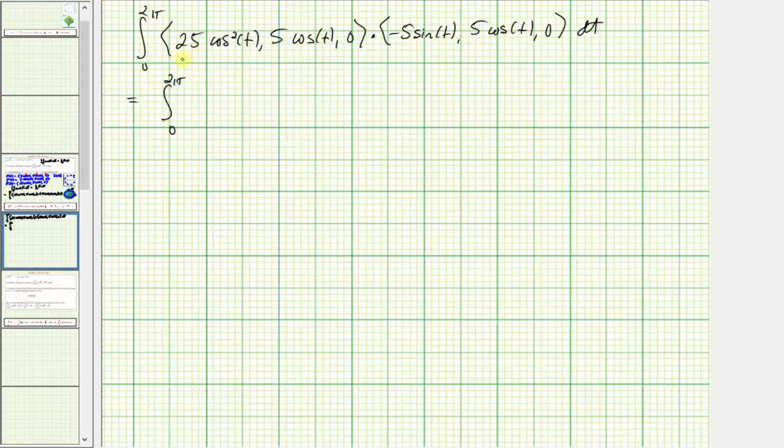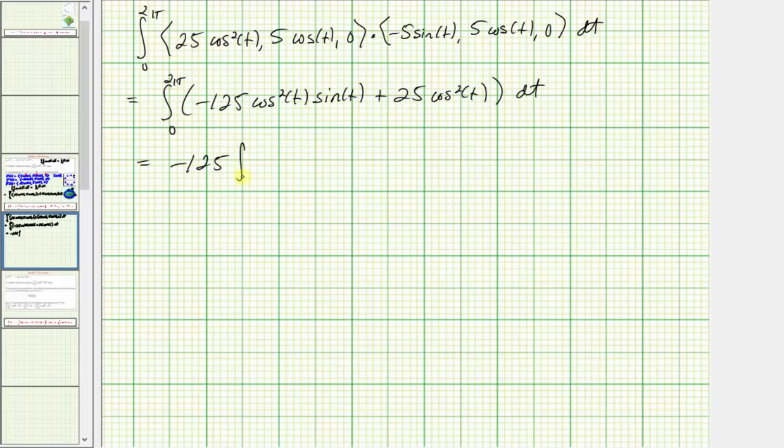So now we'll find the dot product. 25 cosine squared t times negative 5 sine t is equal to negative 125 cosine squared t sine t. And then we have plus 5 cosine t times 5 cosine t, that's plus 25 cosine squared t. And of course, 0 times 0 is 0. Now from here, I think it's best to write this as two separate integrals. Let's write this as negative 125 times the integral from 0 to 2 pi of cosine squared t sine t dt, and then plus 25 times the integral from 0 to 2 pi of cosine squared t dt.